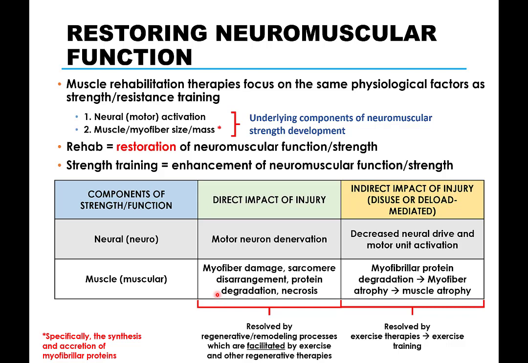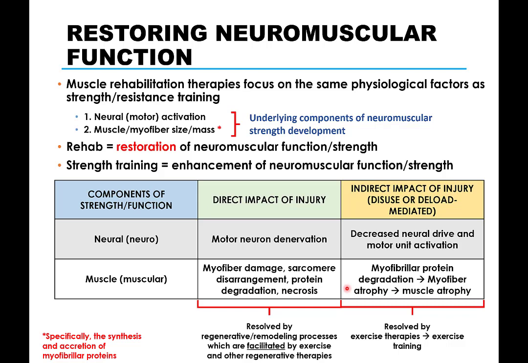Through the process of cross bridge cycling, the sarcomeres and thus muscle fibers can produce tension. So without the proper sarcomere arrangements, this cannot occur. In addition, we also know by now that following the injury, there is an elevated level of protein degradation and necrosis, which would also impair the contractile ability of the muscle fibers and thus the muscle. Now, what about the indirect impact of injury on the muscular component of strength? Just like the neural component, this is simply a result of disuse and deloading of the muscle.